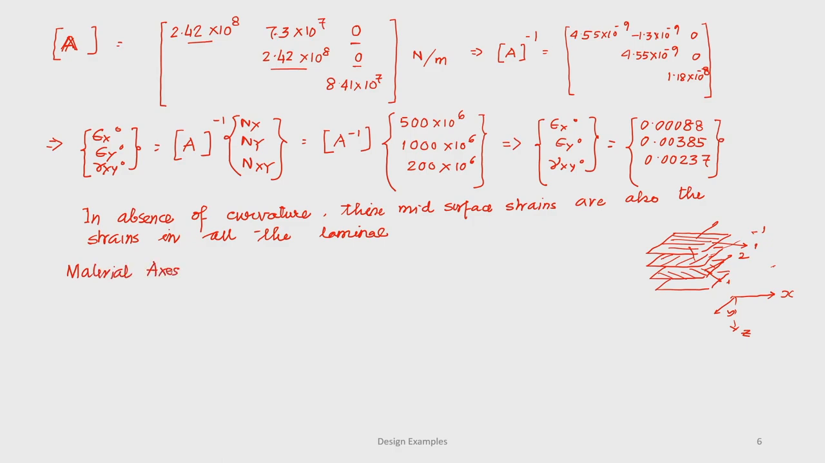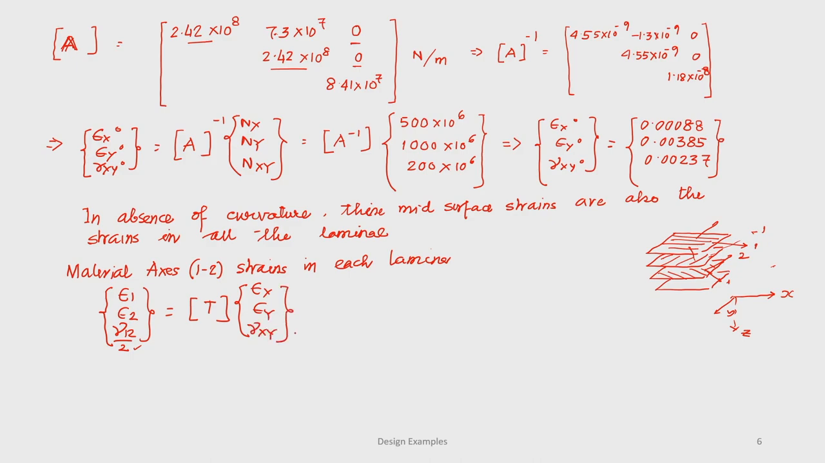Material axis strains in each lamina. How do you do that? Using strain transformation: epsilon 1, epsilon 2, gamma 1 2 by 2 is equal to T times epsilon x, epsilon y, gamma x y by 2. We have already defined that same transformation, because we have divided the strains by 2. So, we can find out the material axis strains in each layer.